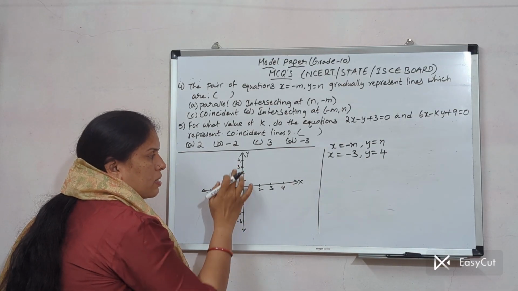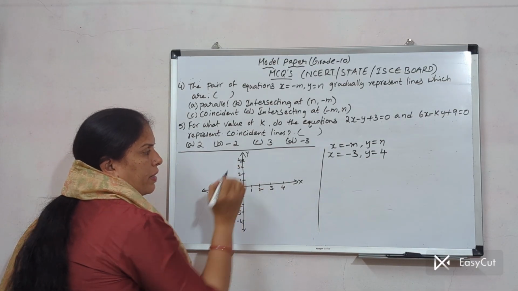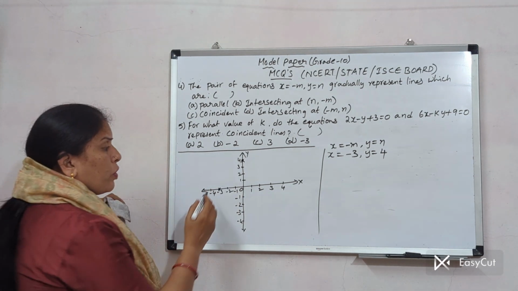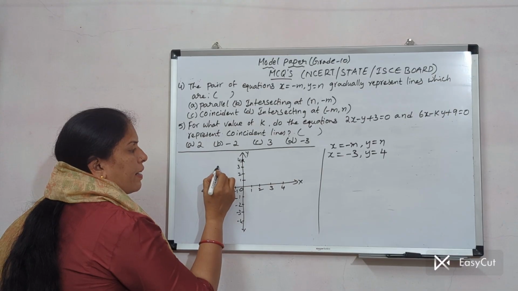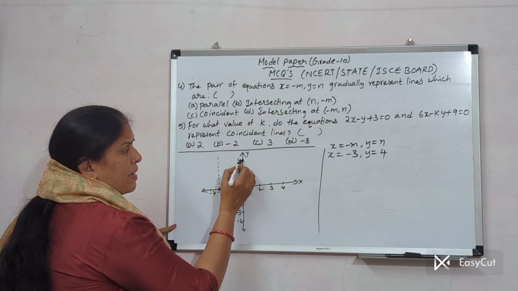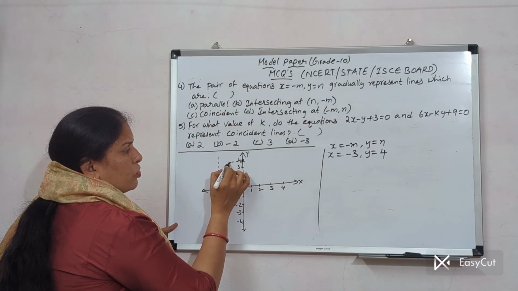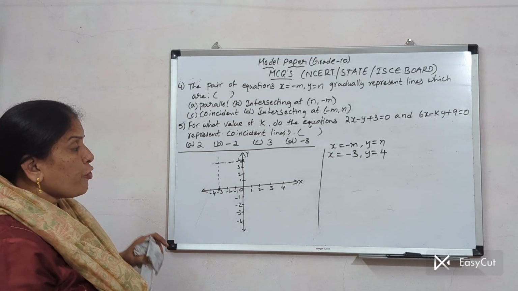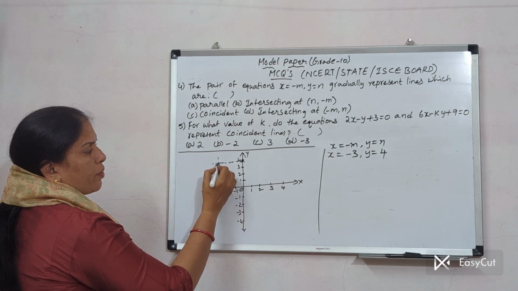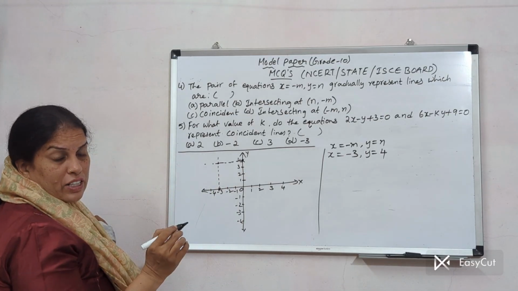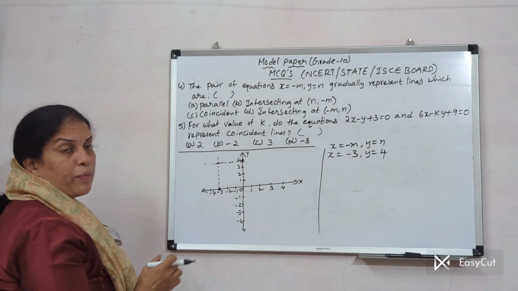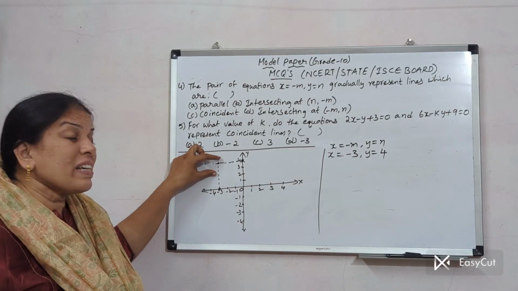This is the y-axis, 4 is here. So plot here. Okay, what I am doing? I am extending the x is equal to minus 3 line. I am extending the y is equal to 4 line. See here, if you observe, these two lines met at a point. What is the point? Point of intersection. These two lines are meeting at a point. That is, they are intersecting lines.